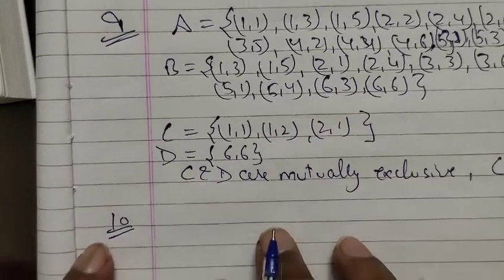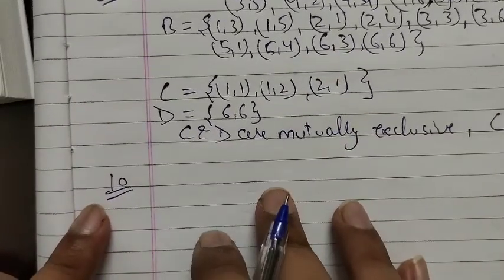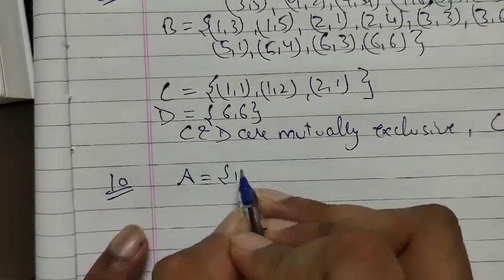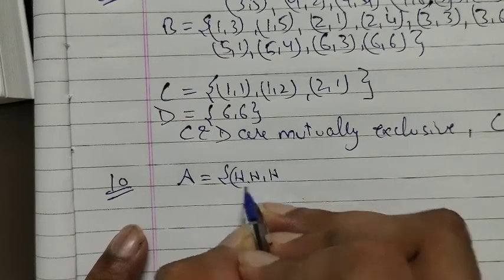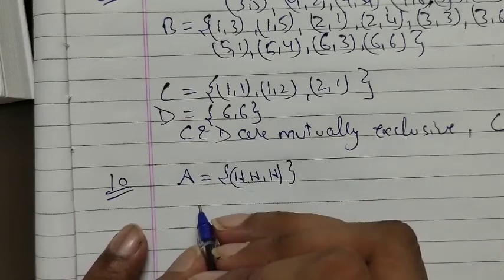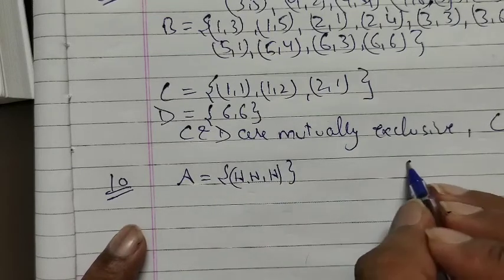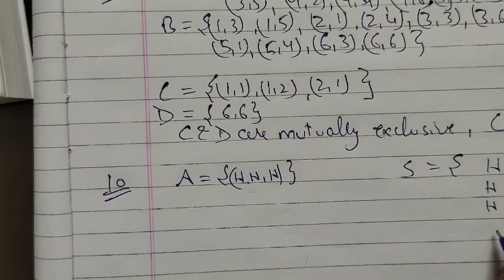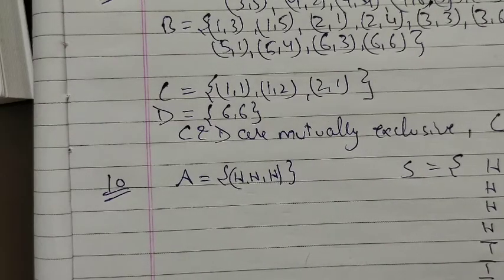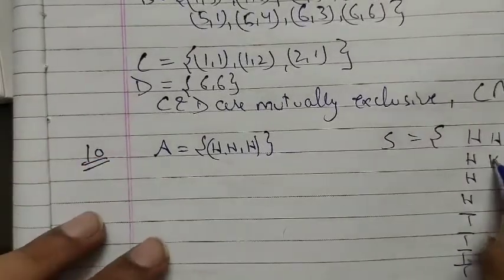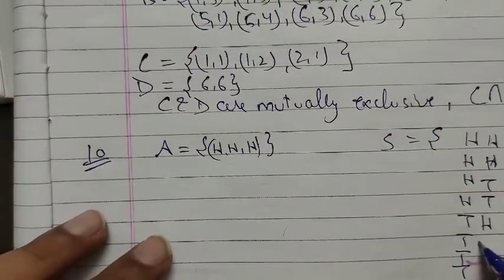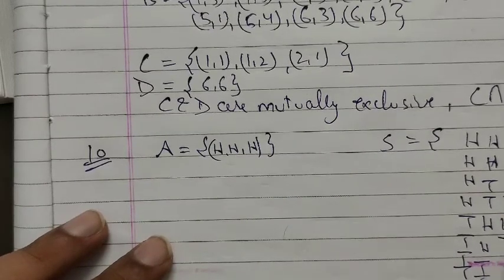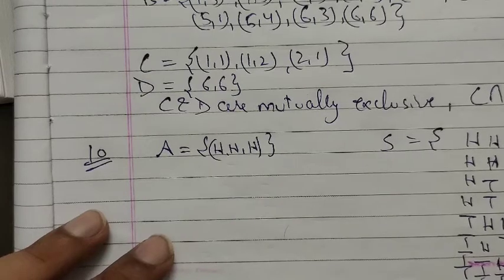So next is the 10th question. In the 10th we have 3 coins tossed once. Let A denote the event of 3 heads. B denotes the event with 2 tails and 1 head. First write the sample space. If 3 coins are tossed, the sample space is HHH, HHT, HTH, HTT, THH, THT, TTH, TTT. This is the possible sample space.